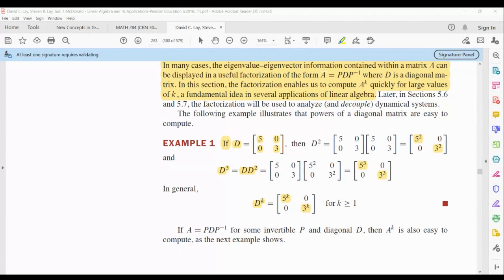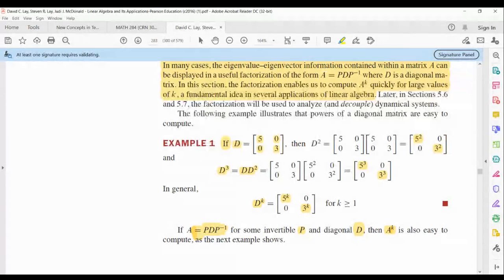Okay, well, now they say, if we could write the matrix A, if we could express it as P times D times P inverse, for some invertible matrix P, P would have to be invertible because you have P inverse, and then a diagonal matrix D, then A to the kth power is easy to compute. Okay, well, let's see why.